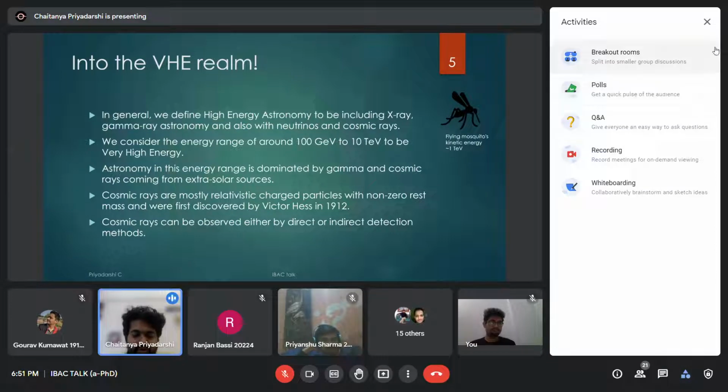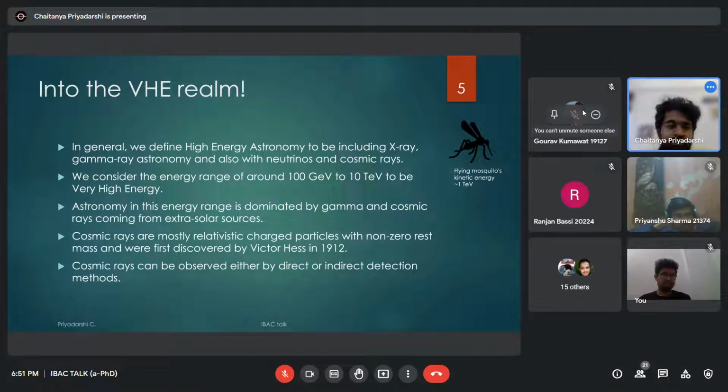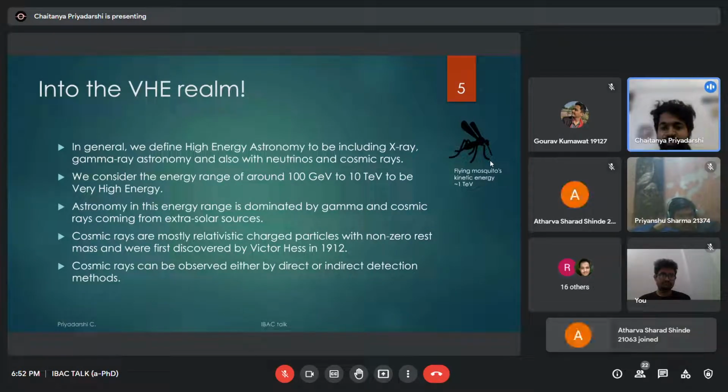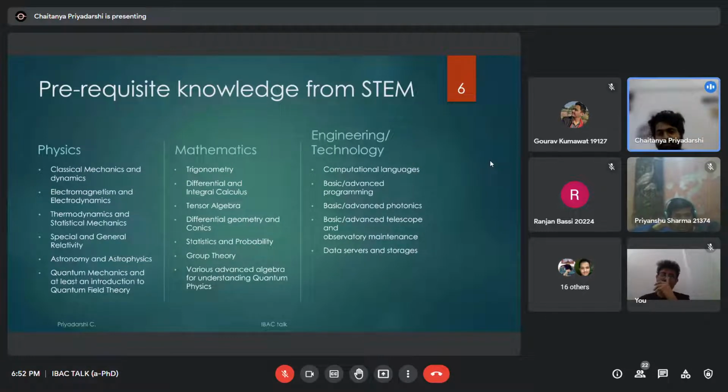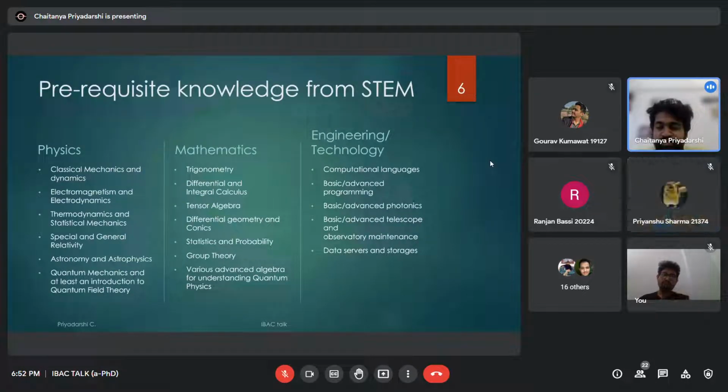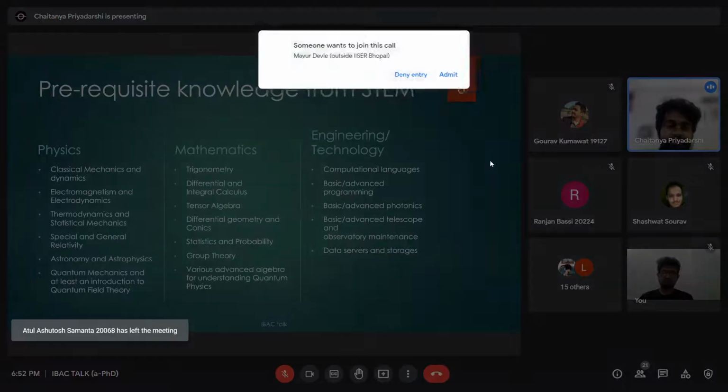And we can observe them either by direct detection or indirect detection methods. I will not get into too much about the direct detection method over here because that's beyond the scope. But just to show the different knowledge bases that we require to study this field of astronomy, mainly from the STEM fields. Many of you would know quite a lot of them or some of them. So just to classify them in physics, mathematics, and engineering and technology.